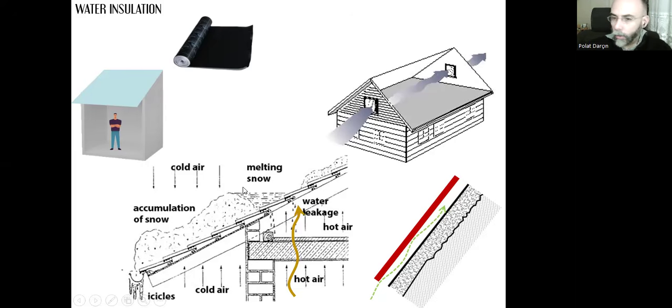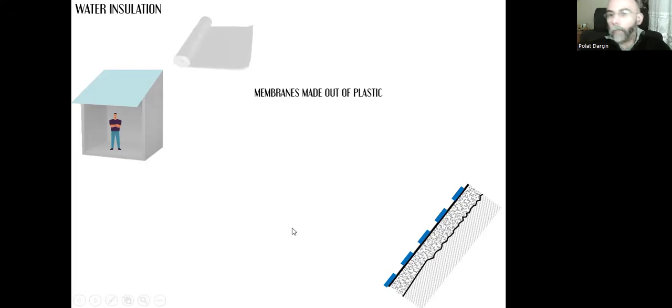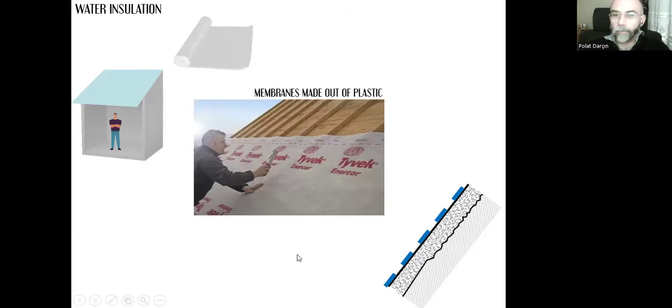If we cannot do this tiny channel like that, we can have a ventilated roof space like this. This will help to sweep away the excessive moisture as well. As the second alternative, instead of using membranes made out of bitumen, we can change the material of this water insulation, and we can have membranes made out of plastic, not out of bitumen, but out of plastic. And we can use only one layer, not two layers on top of each other, only one layer.